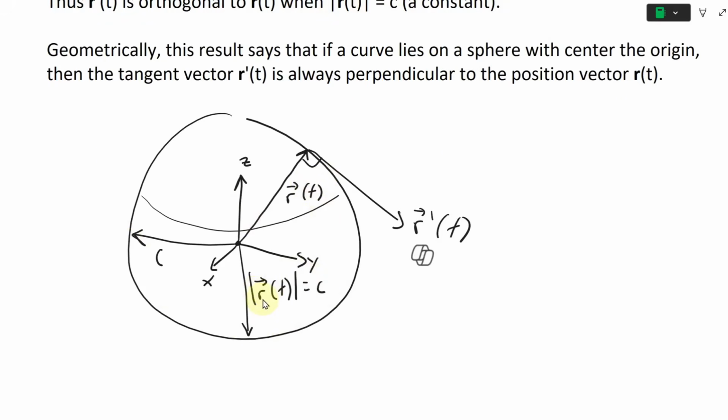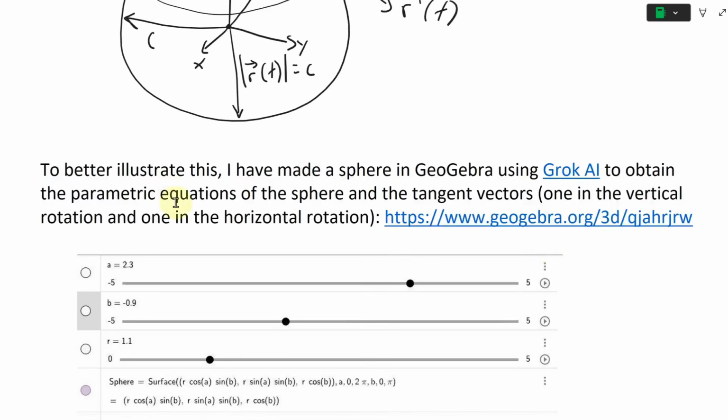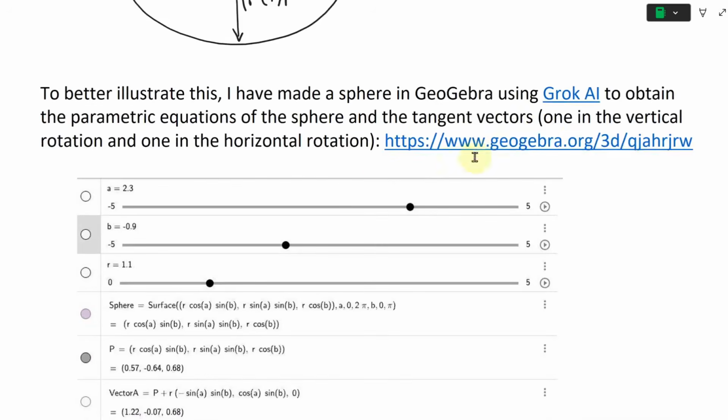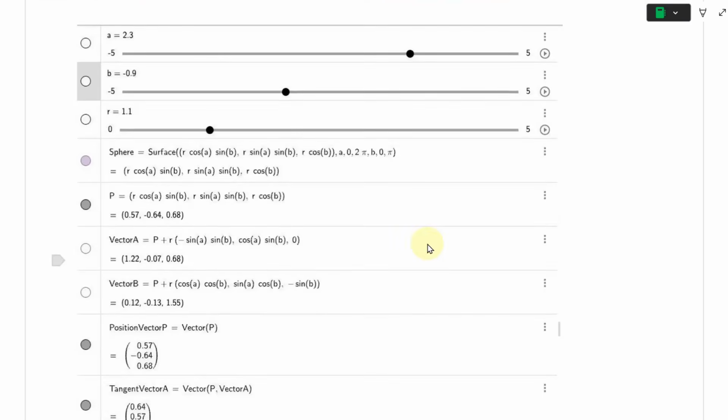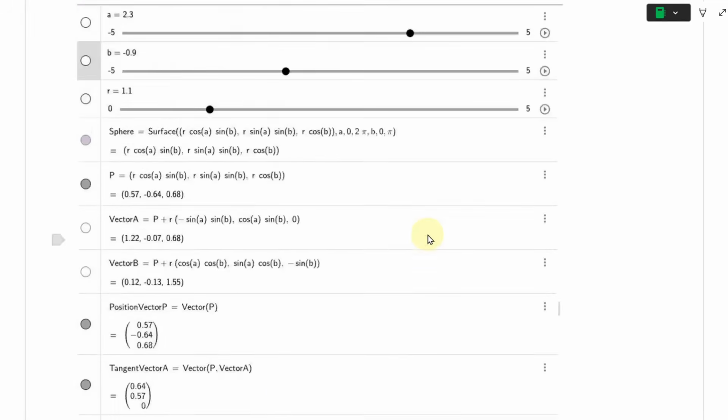So the tangent vector is always perpendicular to any point on the sphere when there is a constant distance. All right, now to better illustrate this instead of just this drawing, I've made a sphere in GeoGebra, using Grok AI to obtain the parametric equations of the sphere and the tangent vectors, one in the vertical rotation and one in the horizontal rotation. When I used it, it just gave me two tangent vectors. Here's a link to the GeoGebra, and the link to the Grok AI is over here as well. I just used that to quickly get the formulas, since it is a bit out of the scope of this video.